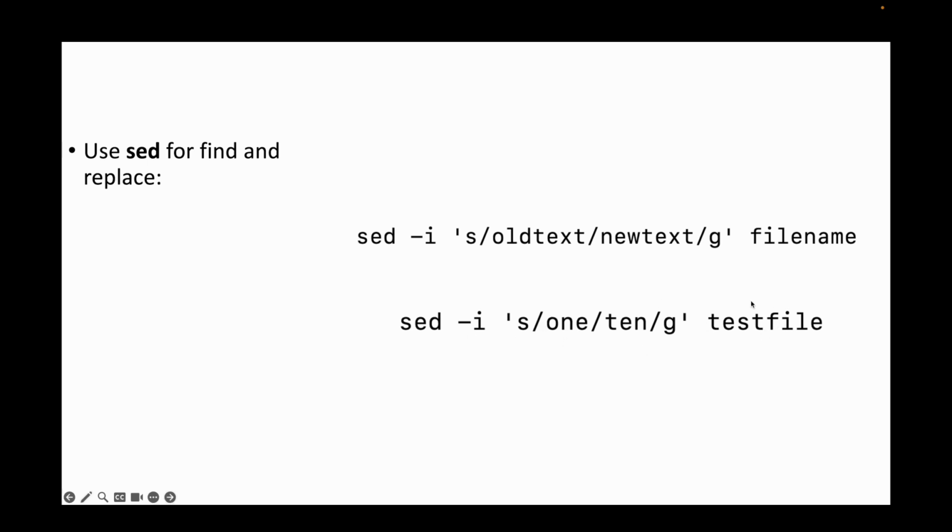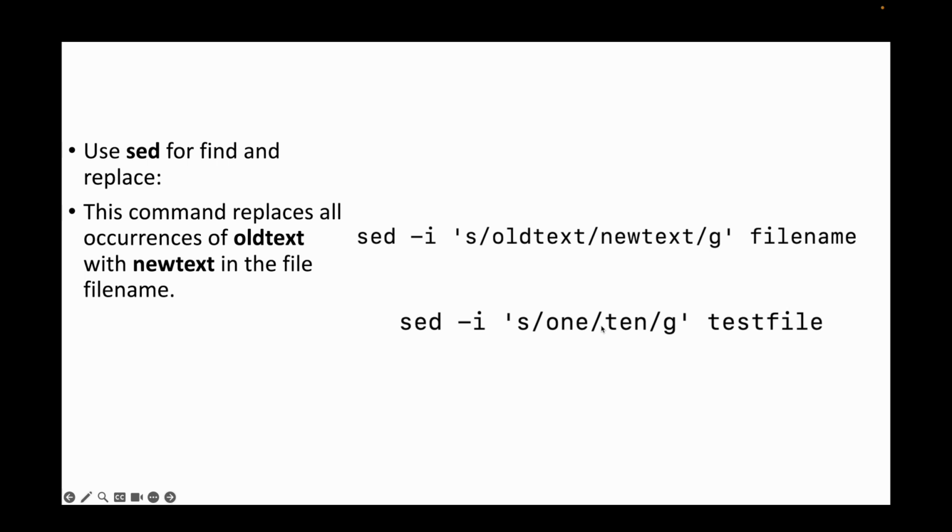So let's say in your test file you have 1, and you want to replace that with 10, and everywhere in the file you can run this command. This command will replace all the occurrences of your old text with the new text in the file that you have specified. Now the -i option here edits the file in place.